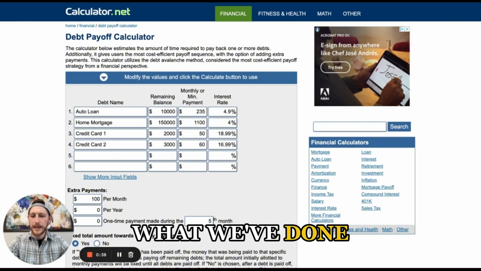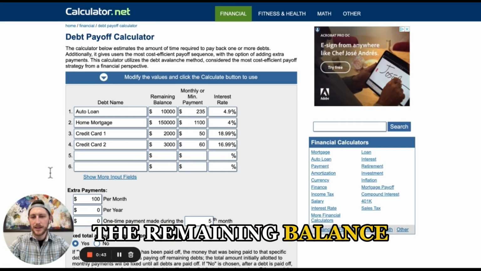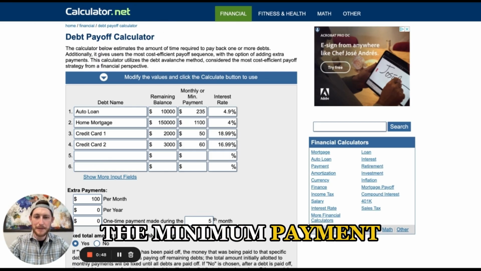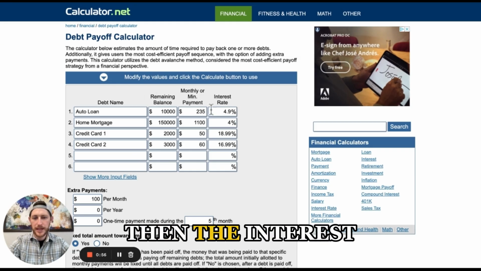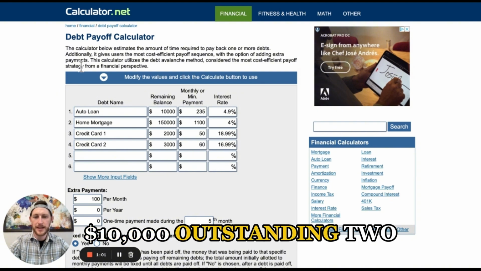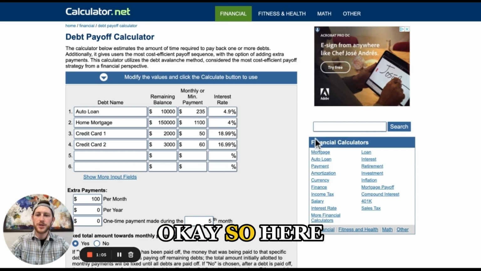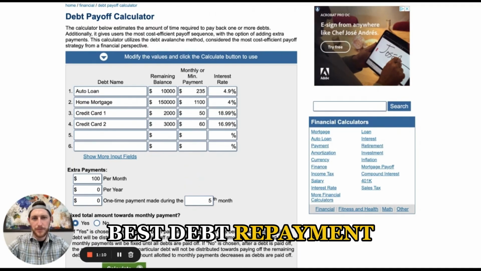So what we've done is we've listed out some of the debts, the remaining balance, so the outstanding balance, the monthly or the minimum payment. So this is the dollar amount you're paying towards a loan each month, and then the interest rate. Okay, so we've got an auto loan, $10,000 outstanding, $235 a month at 4.9%, etc. Okay, so here we're going to say, hey, what is our best debt repayment strategy?